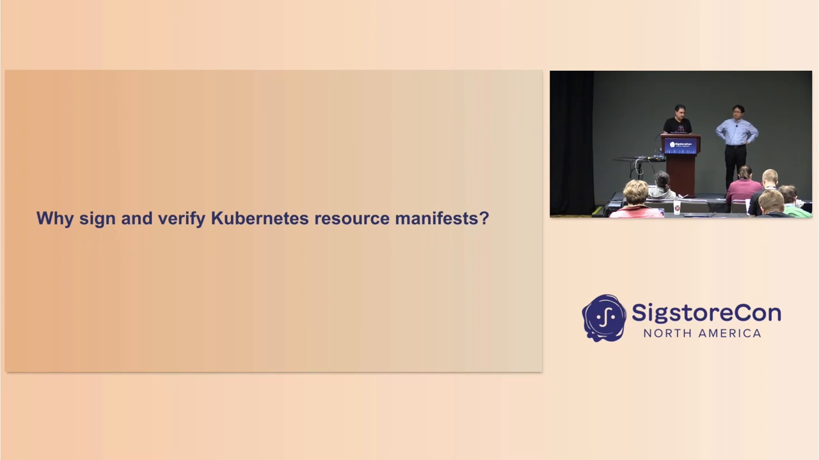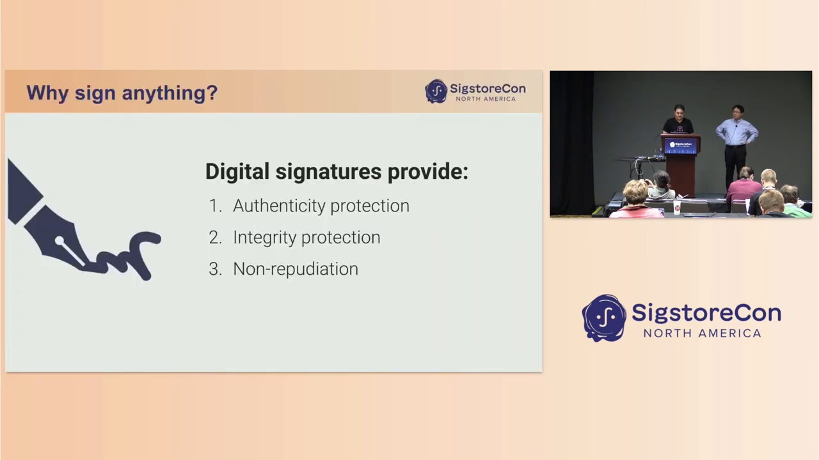So let's start with the why. Why would you want to sign YAMLs? Just to recap, signing anything gives you three things. The first is that the data you're receiving, the message or payload, is authentic. It comes from who you think it comes from. The second is that it hasn't been tampered with, so there's integrity protection. And finally, once something is signed, you cannot go back and renege on that or change it. Those are the three things you would get with signing pretty much anything.